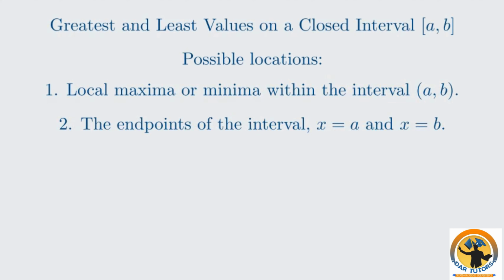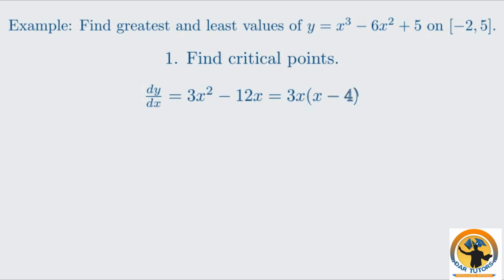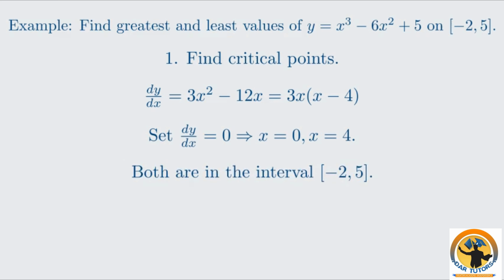then compare the results. Let's find the greatest and least values of y equals x cubed minus 6x squared plus 5 on the interval from negative 2 to 5. First, we find the derivative, which is 3x squared minus 12x. Setting it to 0 gives us 3x times (x minus 4) equals 0, so the critical points are x equals 0 and x equals 4. Both of these points lie within our interval.